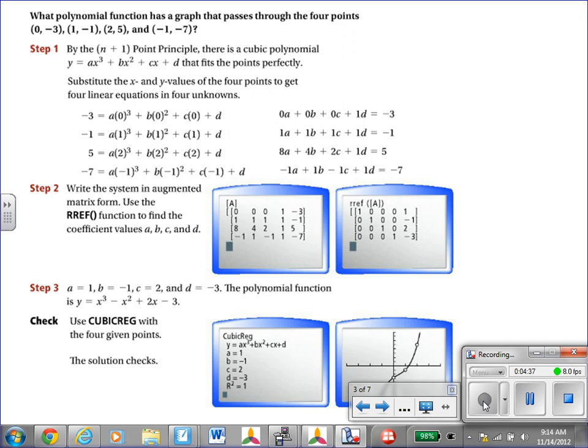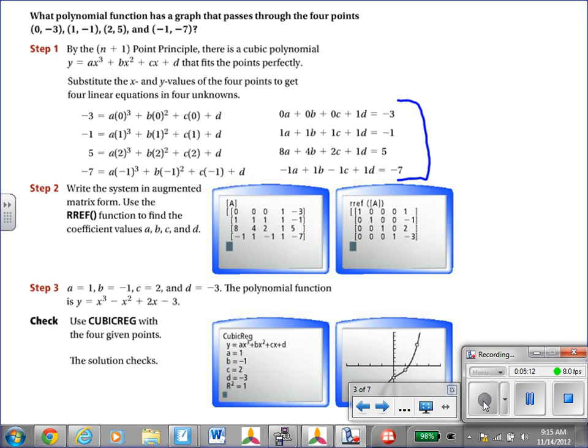So if you remember matrices, what we did is we took the points and plugged them in for x and set them equal to the y value. So this was a 0 cubed plus b 0 squared. That goes with that first point, 0, negative 3. When you plug in 0 for x, you should get negative 3 for y. We do the same thing for 1, -1, 2, 5, and -1, -7. And from that, we get this stuff over here, which we can make a matrix from.